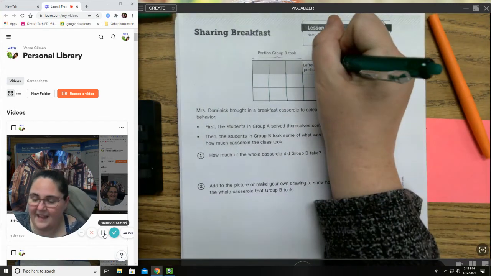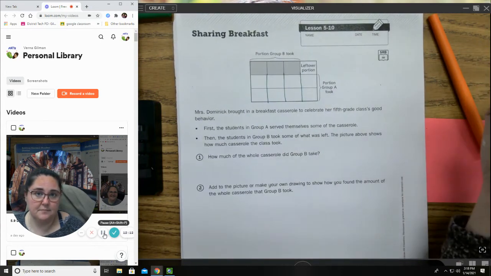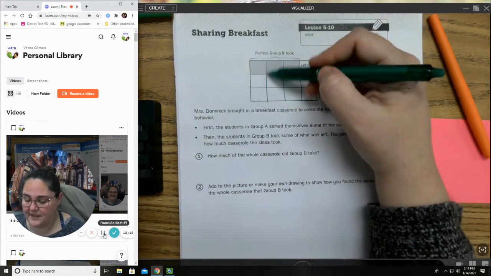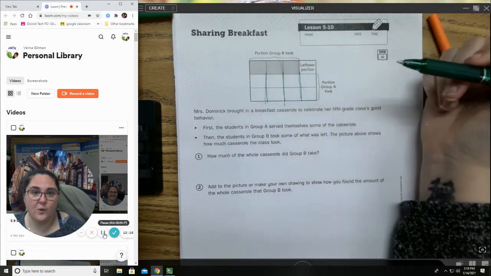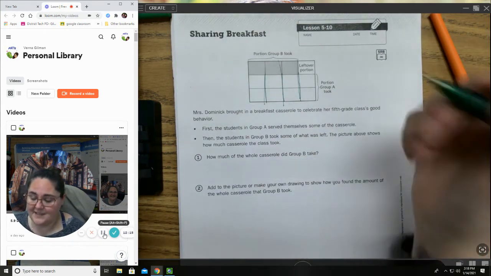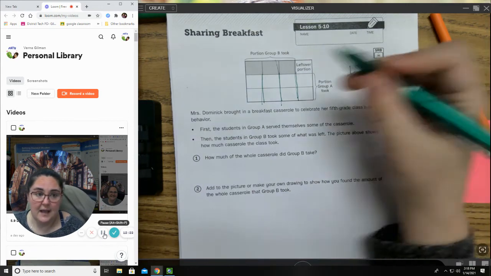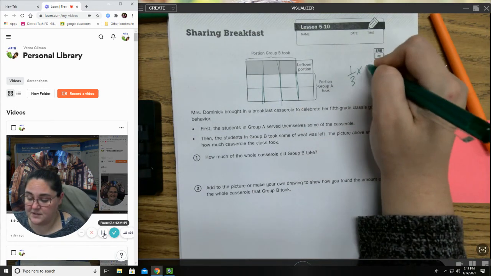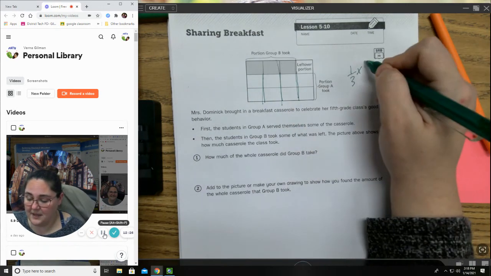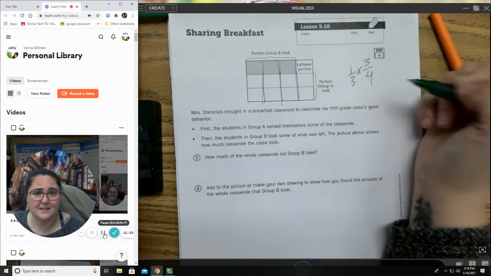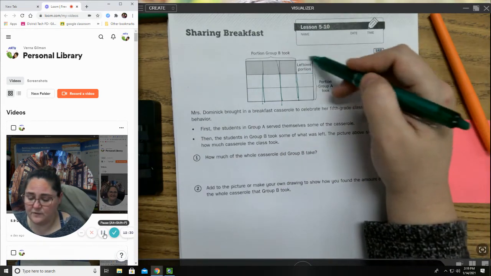Group B, they had about 1/3 to choose from. And then they split it again into fourths. So the way that I look at this is I'm going to look at 1/3, because that's what was left. And then they split it into fourths. And it looks like they had 3/4. They left this one little piece over.